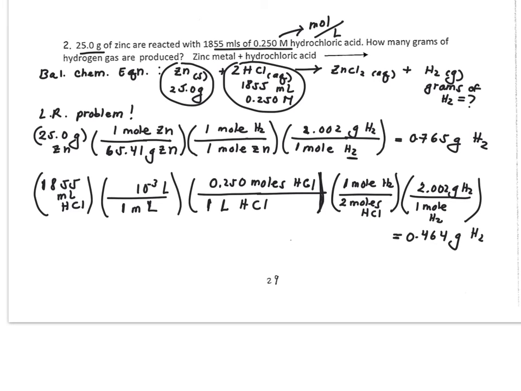So how do we determine what the limiting reactant is? We need to compare these two quantities. The lesser quantity is what our theoretical yield is. That's how much hydrogen gas will be produced, which comes from HCl. So HCl is our limiting reactant. Zinc is our excess reactant. So the amount of hydrogen gas produced is 0.464 grams.